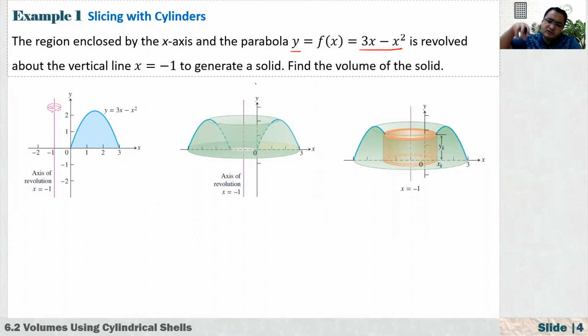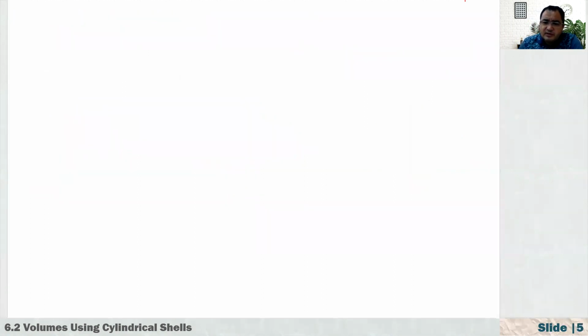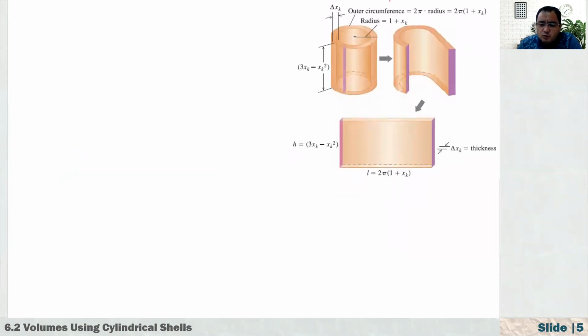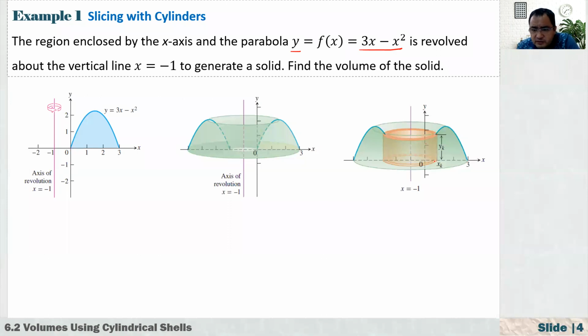We have different sizes, and with a cookie cutter I can divide this solid into smaller cylindrical figures. See this one in orange. When I cut with two different cookie cutters, as you see here, I have a kind of cylinder. So what is the thickness? I'm just talking about one of them here, this orange area. As you see here, the thickness is delta x sub k.